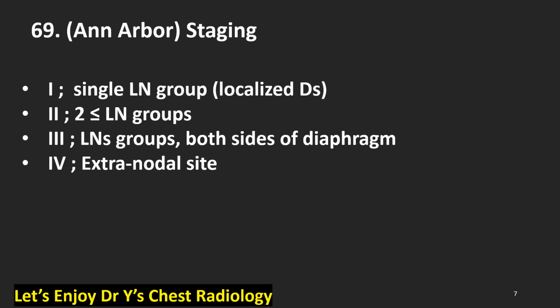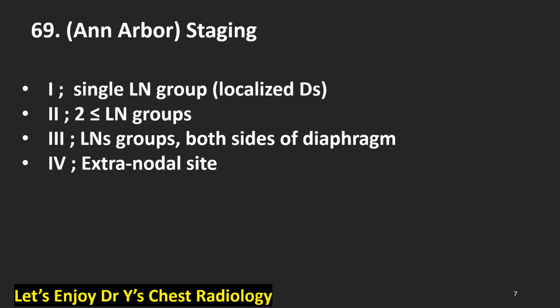Staging: a single lymph node group is stage 1, and 2 or more lymph node groups are stage 2. Lymph nodes involving above and below the diaphragm are staged as 3, and stage 4 is extranodal involvement.